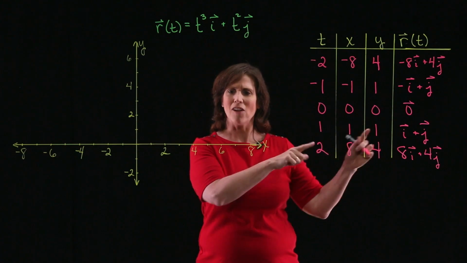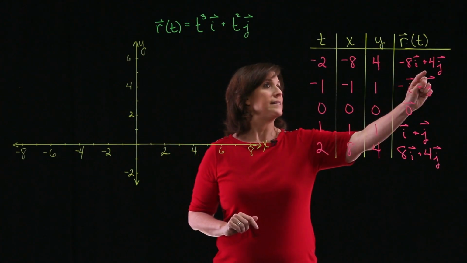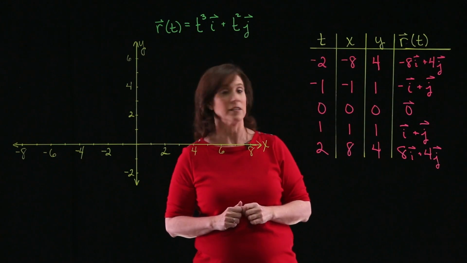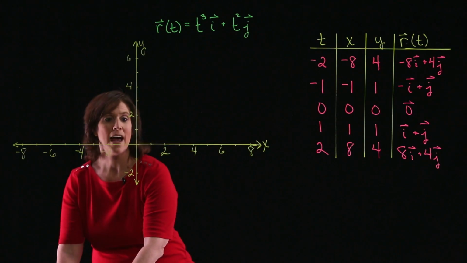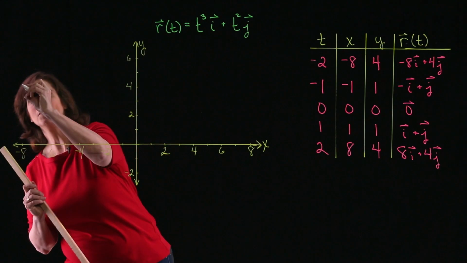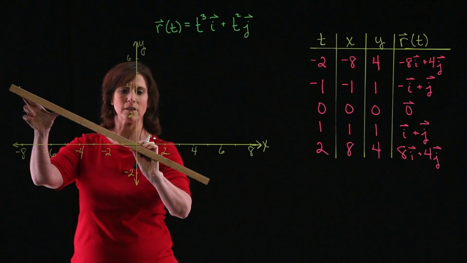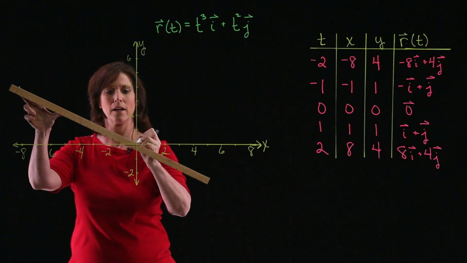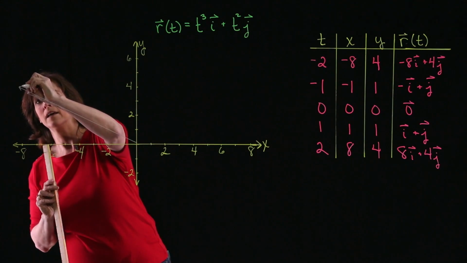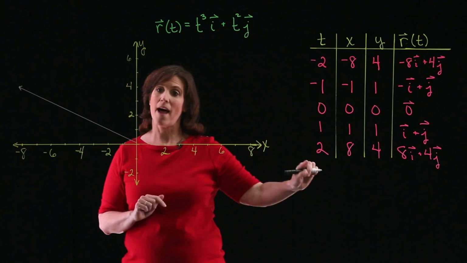All right, so how does all this information translate to my graph? Well, my first sample, when t equals -2, I'm creating the vector -8i plus 4j. That vector has an initial point at 0, 0, and a terminal point at -8, 4. And so when I draw in that vector, it's going to look like that.